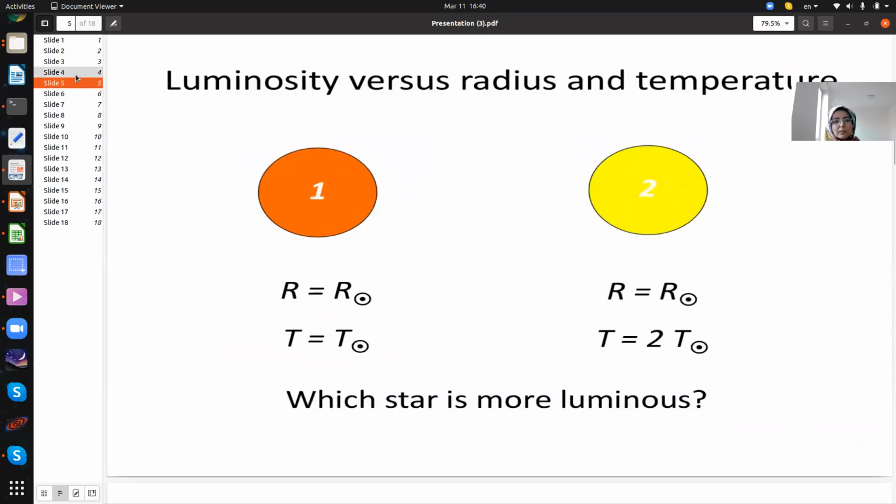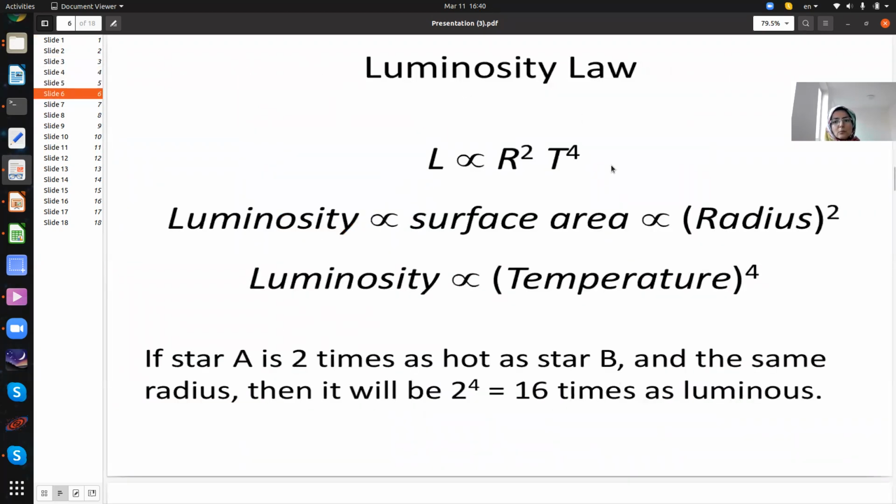With these stars, for example, we have this formula: luminosity is proportional to radius and temperature, with radius to power 2 and temperature to power 4. If star A is 2 times as hot as star B and has the same radius, then it will be 2 to the power 4, or 16 times as luminous. So you see that luminosity is proportional to radius squared and temperature to the power 4.